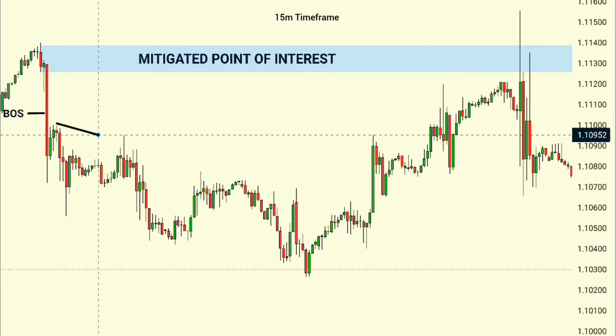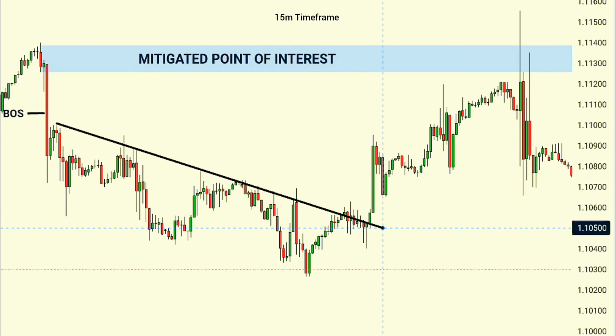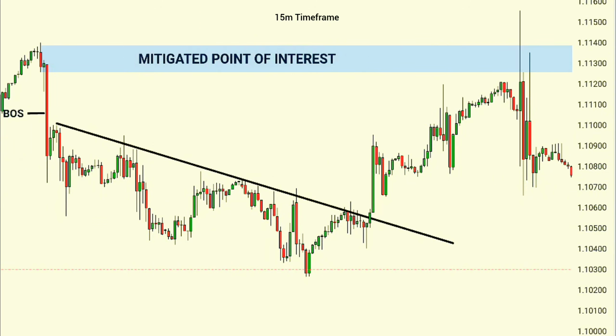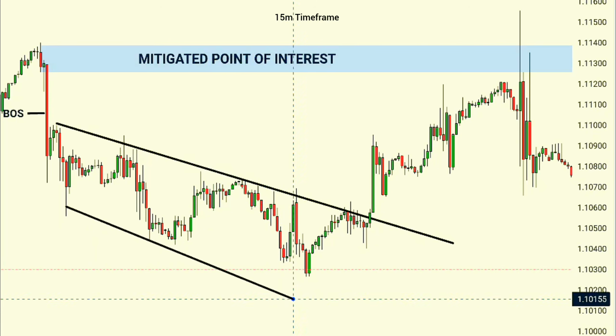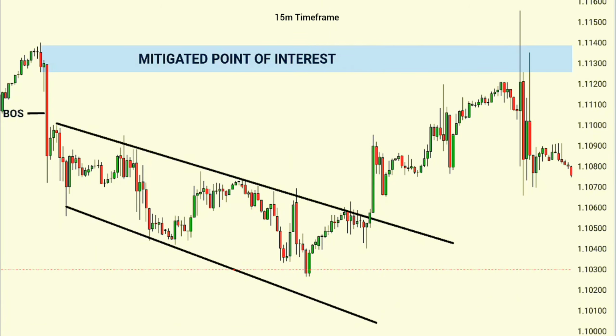I have marked two important trend lines. The upper line acts as resistance, where price keeps rejecting and moving downward. The lower line acts as support, where price temporarily reacts upward. These two lines create a descending channel that controls price movement. Several touch points are clearly marked on both lines.